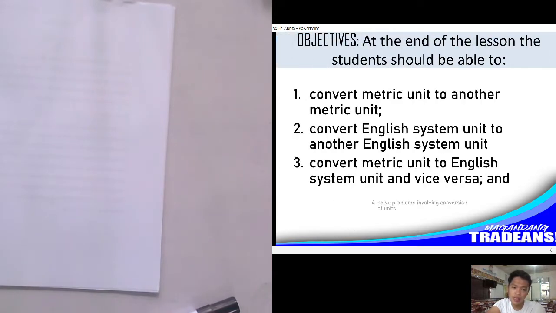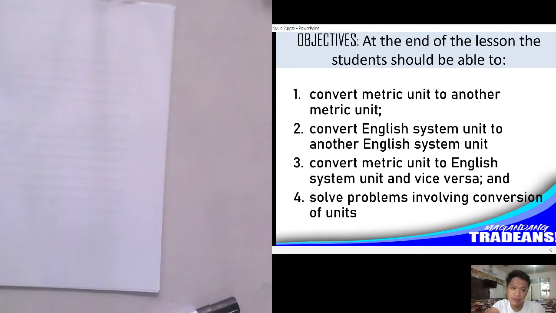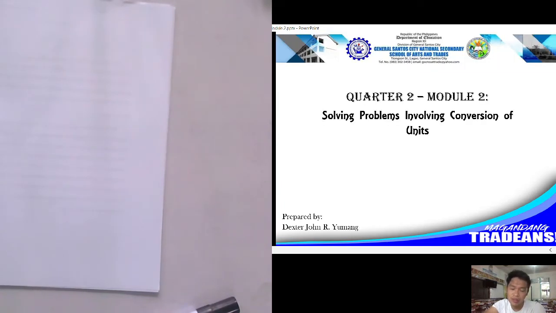So our objectives for this module number 2 are as follows. We are going to convert metric unit to another metric unit, convert English system unit to another English system unit, then convert metric unit to English system unit and vice versa. And we are going to solve problems involving conversion of units. Okay? Once again, go back to that. We will go back to the title.